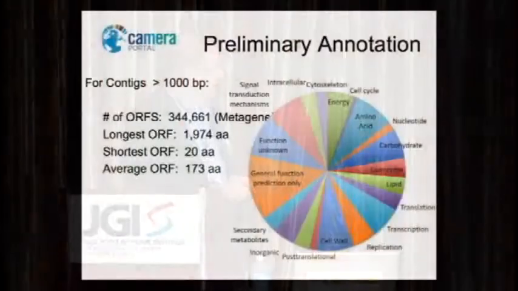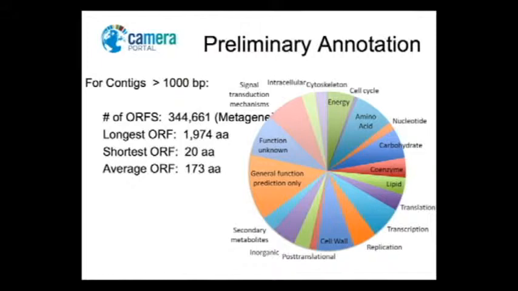So what can we do once we get those assembled sequences? So this was put in the CAMERA analysis pipeline. We could identify 344,000 ORFs, this being the longest, this being the shortest, and this being the average ORF, and this would be the kind of annotations that came from that analysis of what was assembled. So that's where we are now in demonstrating that approach and what the first level of things that you can do with that.